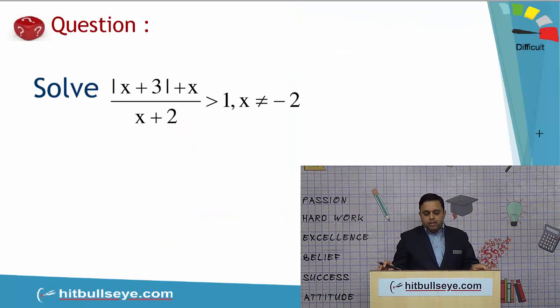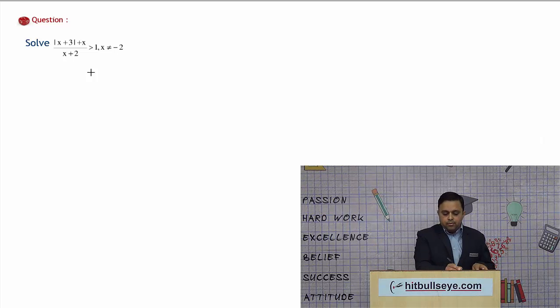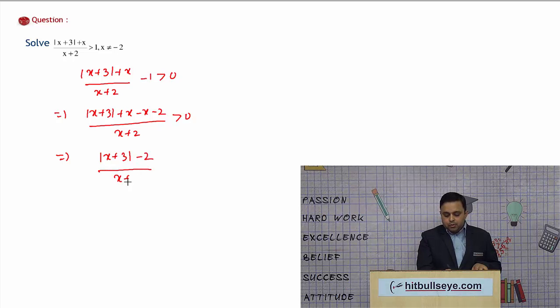Now again in this question we have mod of x plus 3 plus x upon x plus 2 greater than 1. Now to solve this inequality, first of all we will transpose 1 from the right side to the left hand side. So we have mod of x plus 3 plus x upon x plus 2 minus 1 greater than 0, or mod of x plus 3 plus x minus 2 upon x plus 2 greater than 0. From here we can write it as mod of x plus 3 minus 2 upon x plus 2 greater than 0.